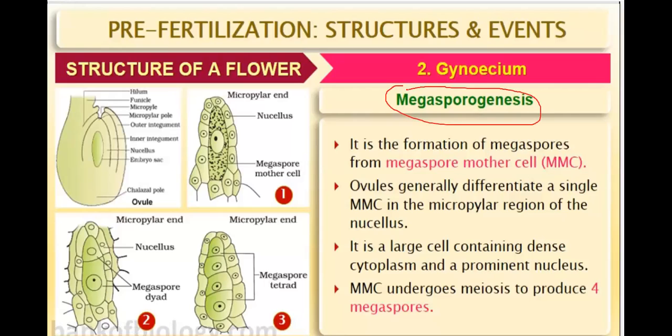Now, megasporogenesis. It is the formation of megaspores from the megaspore mother cell. So what is megasporogenesis? The process of formation of megaspores from the megaspore mother cell is called megasporogenesis. Ovules generally differentiate a single megaspore mother cell in the micropylar region of the nucellus.